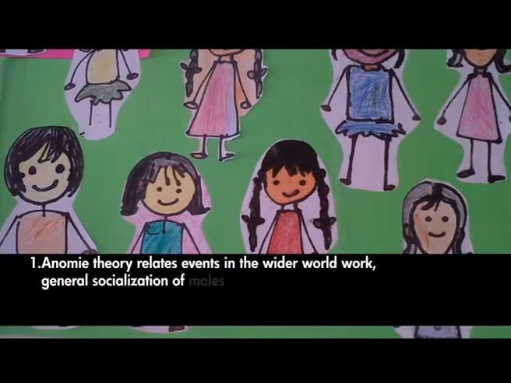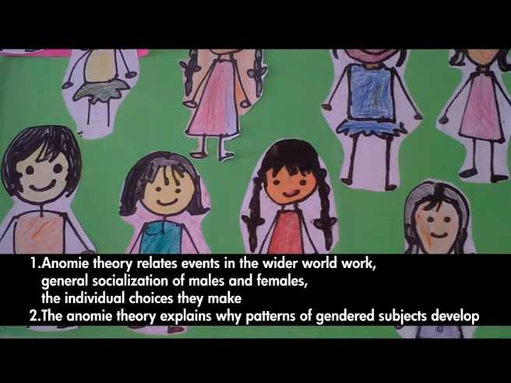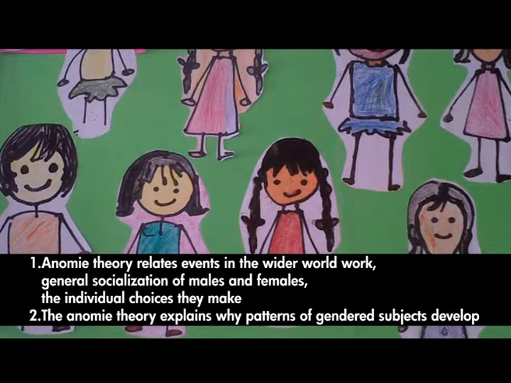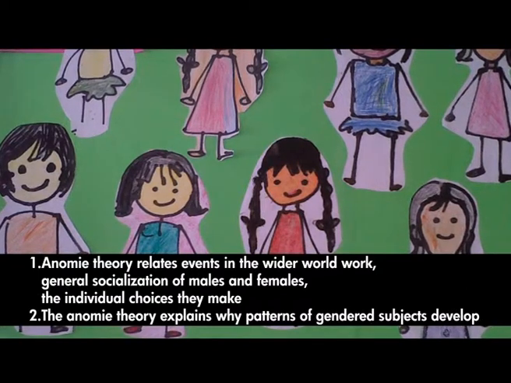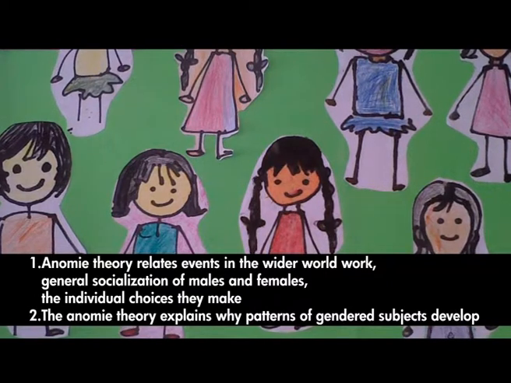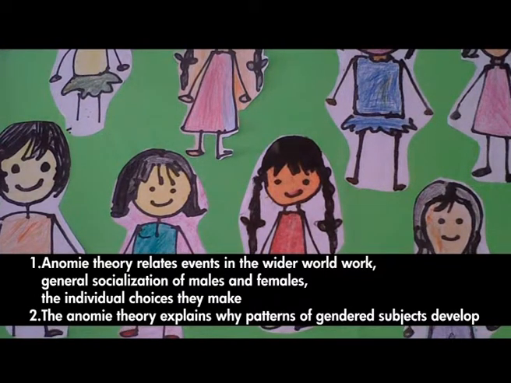From the above explanations, we can understand that the anomie theory relates events in the wider world, work, and general socialization of males and females to the individual choices they make, and shows how these wider social structures influence such choices. The anomie theory can be used to explain why patterns of gendered subjects develop.